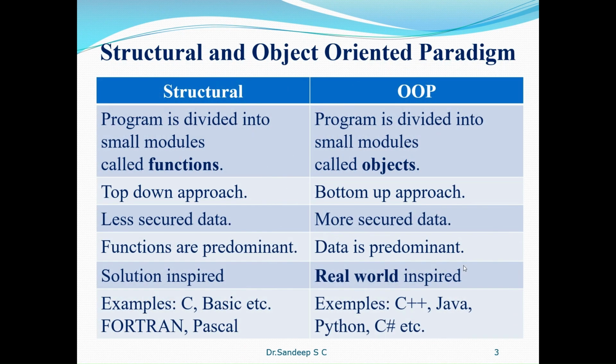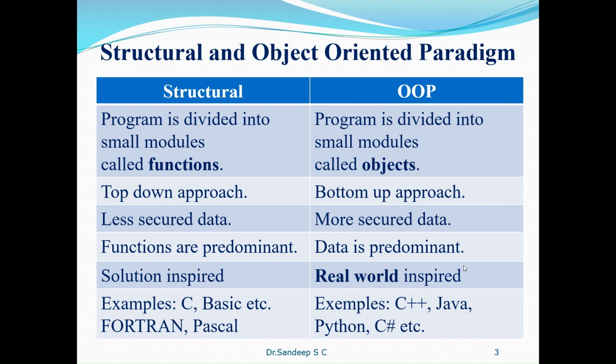If we see the comparison between the structural and object-oriented programming models, in the structural model, once we get the problem definition and find a solution for that, then for implementation purposes we divide that solution into small modules called functions. Whereas in object-oriented programming, once we get a problem definition, we look into what objects are required to find a solution and then we develop the program accordingly. So here we divide it into smaller objects.